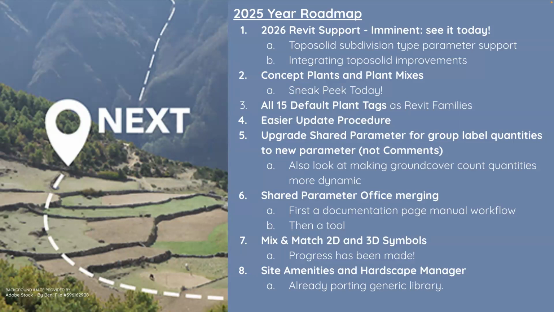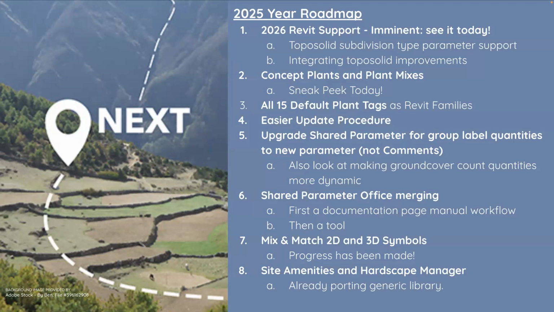I'm not sure if you've seen all the awesome videos and "what's new in 2026 Revit" collages out there, but the big thing for landscape architects in 2026 is that topo solid subdivisions now have type parameter support. So we are upgrading our ground covers to work with that. And it actually does work, and it puts the type parameters onto the topo solid subdivisions, but there are some other awesome changes to topo solid subdivisions that we're still getting some of our other tools to work with.